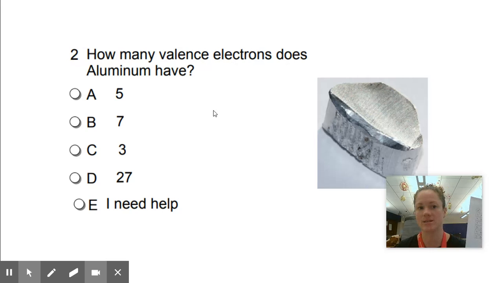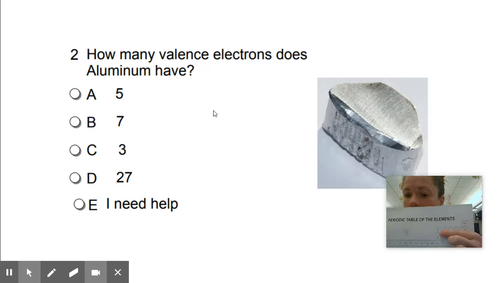How many valence electrons does aluminum have? Aluminum is number 13, it's in column 13 also. Therefore, it should have 3 valence electrons.